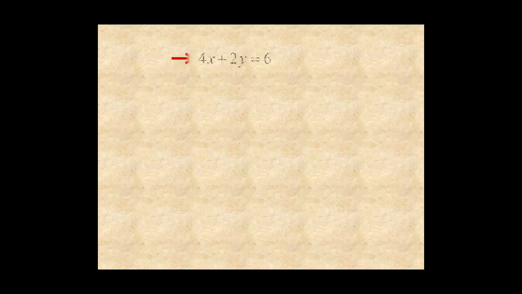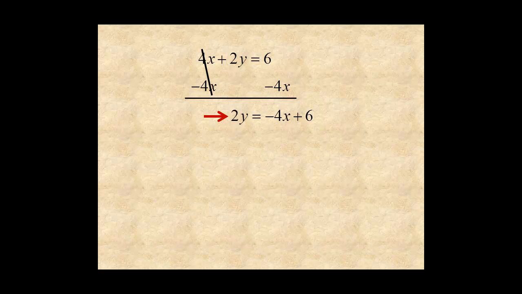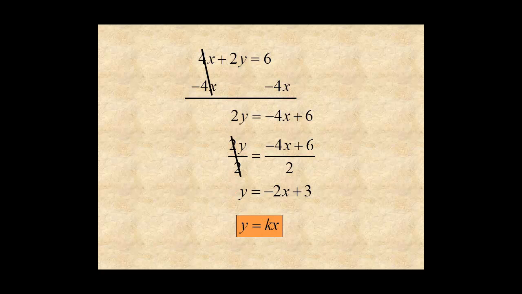For this example, begin by subtracting 4x from both sides. Then divide both sides by 2. Since the equation does not have the form y equals kx, it's not a direct variation.